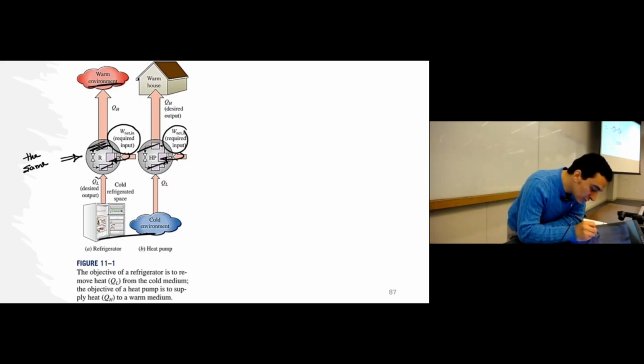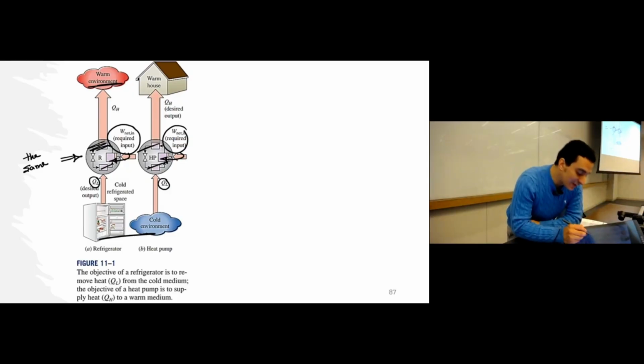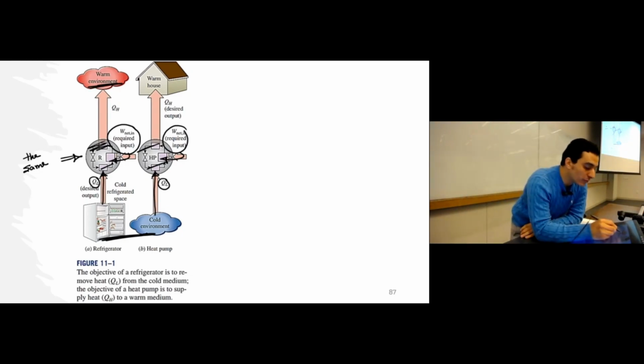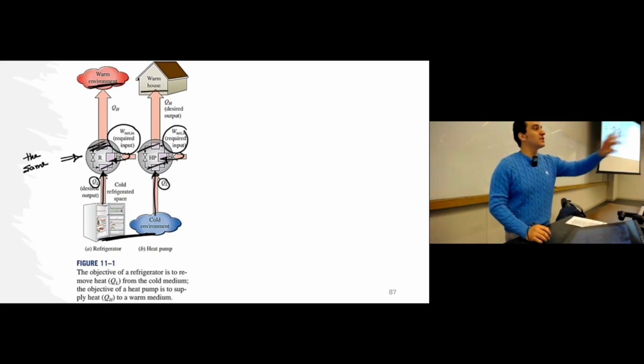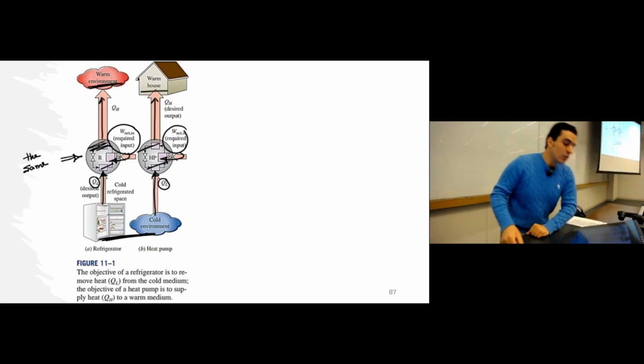Another input is QL, and if you remember the nomenclature, QL refers to the amount of heat transfer at low temperature. So you are extracting heat from the cold environment and adding this heat to the working fluid in both of them. And then you have the warm environment, and you are releasing heat to this warm environment to keep it warm. So this is the whole idea.